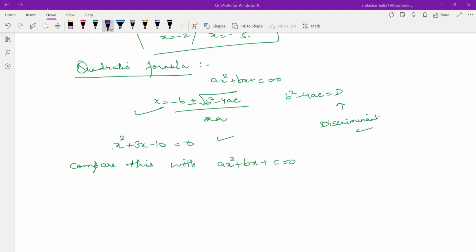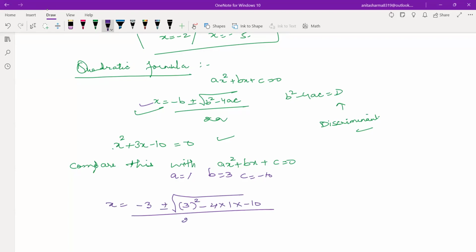Tell me, children. Value of a will be? A is 1, b is 3, c is minus 10. Right. So now apply the quadratic formula. x is minus 3 plus minus under root 3 square minus 4 into a, a is 1, c is minus 10, divided by 2 into 1. So now minus 3 plus minus, 3 square is 9 and 10 fours are 40, divided by 2. Right, beta?